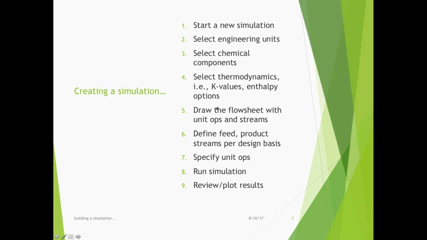The next thing you'll do is draw the flow sheet with the unit operations in it and the streams. You'll define the feed, any product streams that you have, and define what those streams will have in terms of temperature, pressure, and composition. Then you need to specify the unit operations. You'll run the simulation after everything is done, review and plot results.